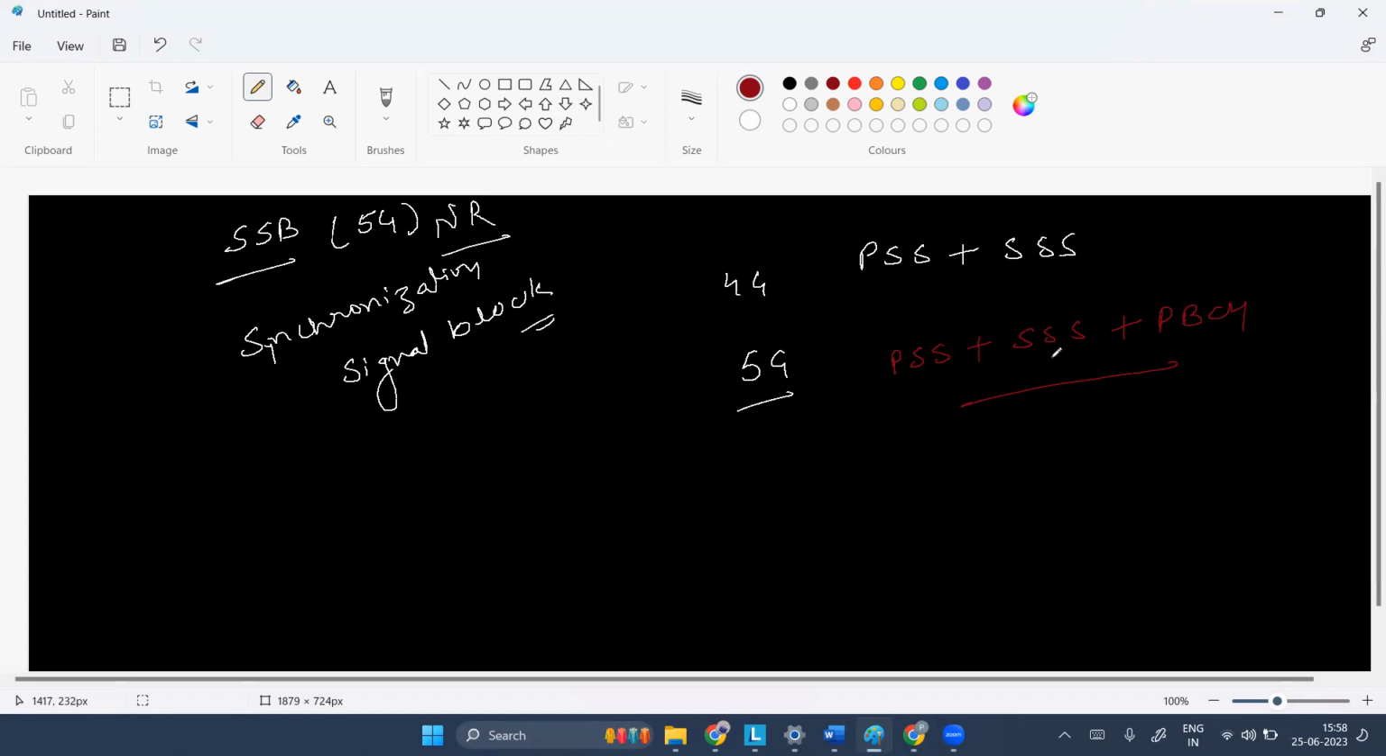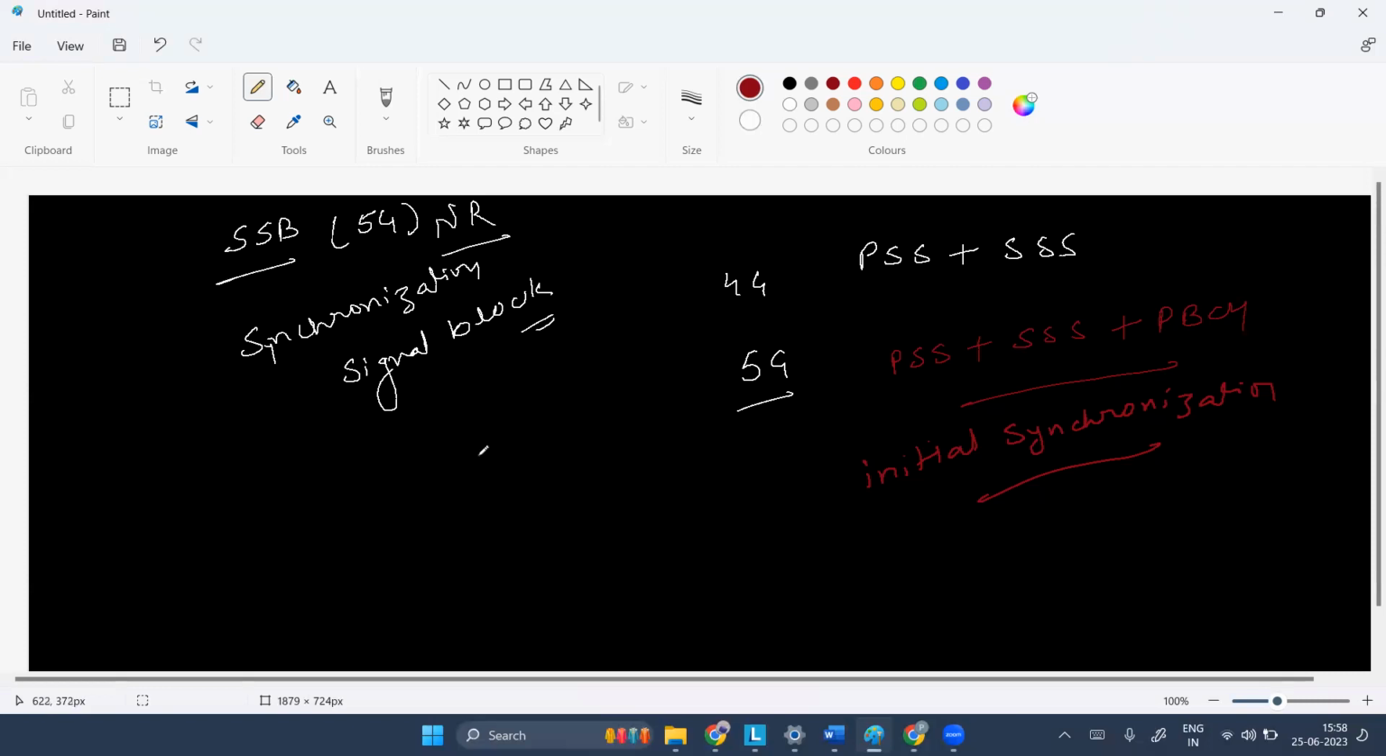And why do we use SSB in 5G? Basically, for your initial synchronization purpose. So in case you want, you can switch to 1.5x on YouTube. So I'll be going slowly here.